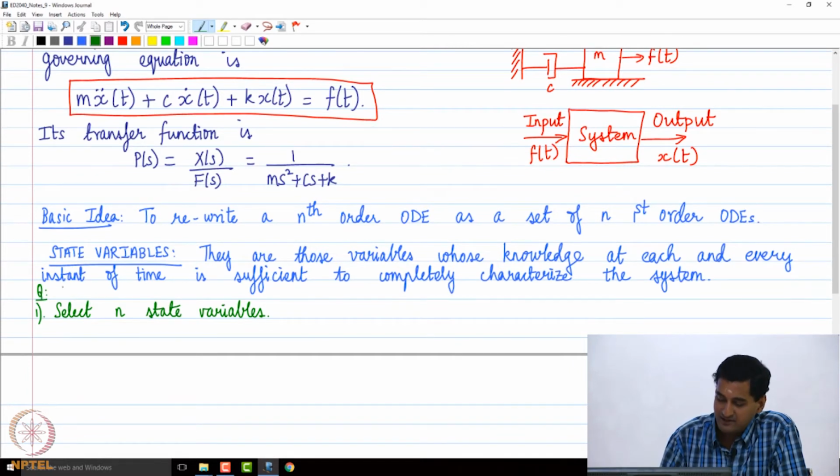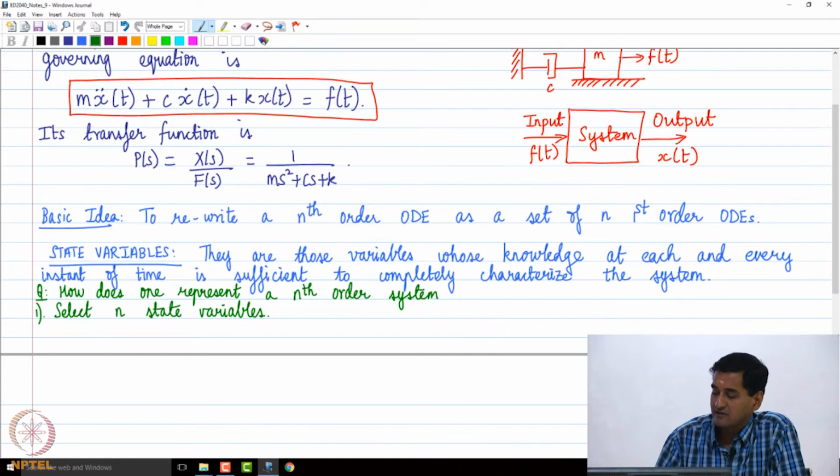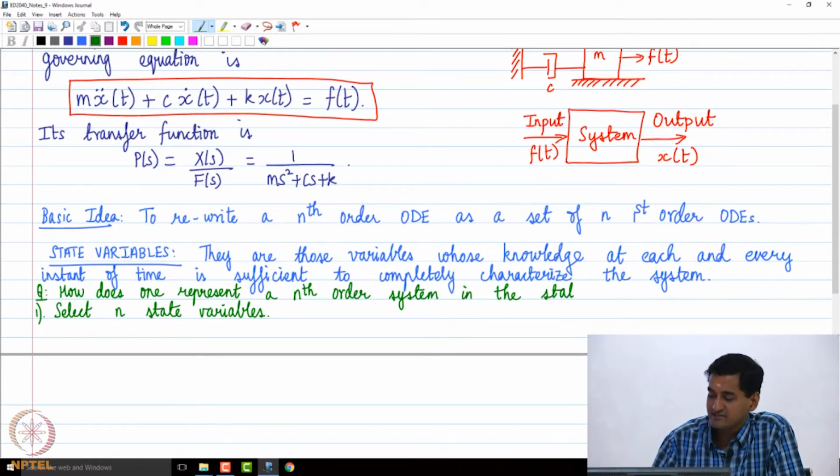The question that we are asking ourselves is that how does one represent an nth order system in the state space form. Okay, so that is the question that we are asking ourselves, right?